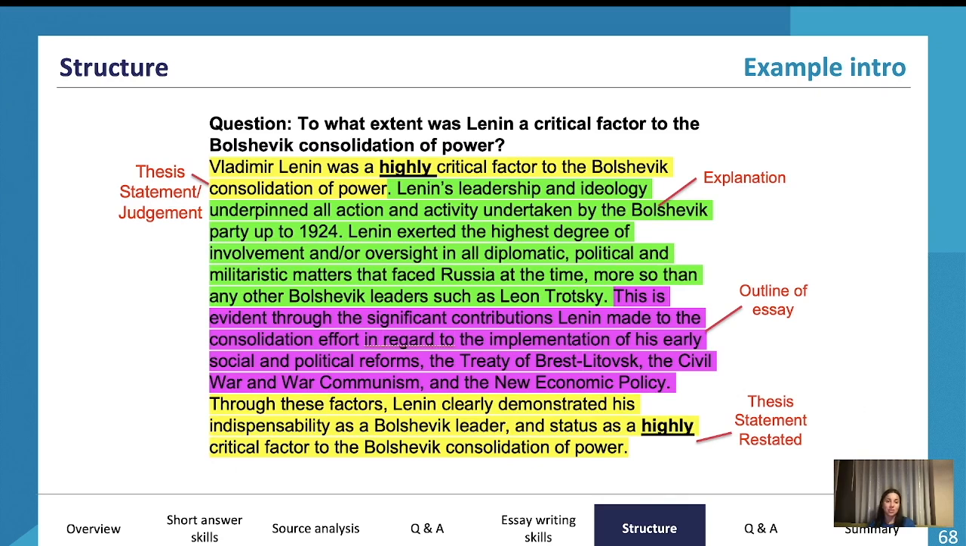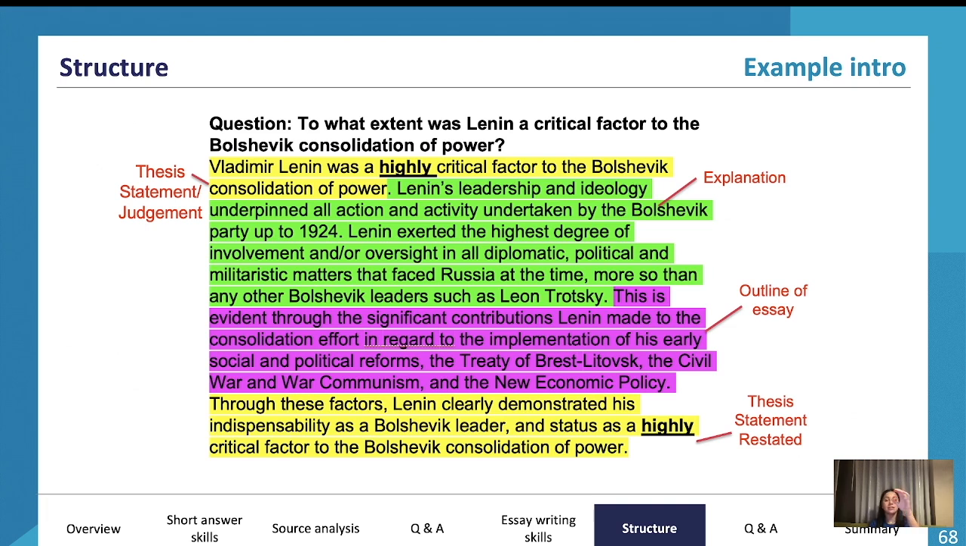So we've got that same question, where Vladimir Lenin was a highly critical factor to the Bolshevik consolidation of power. If you guys are doing Russia and you're not feeling the best with consolidation of power, you can 100% use this and use some of the examples that we're using. And I've got a full body paragraph on this as well to add to your notes if you like, if anyone's doing Russia and they need to add anything.